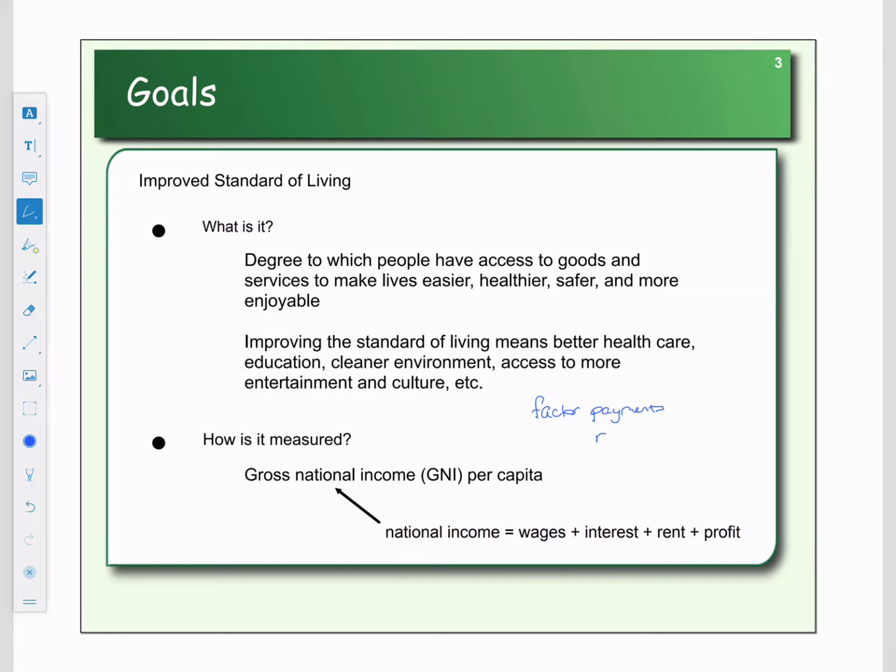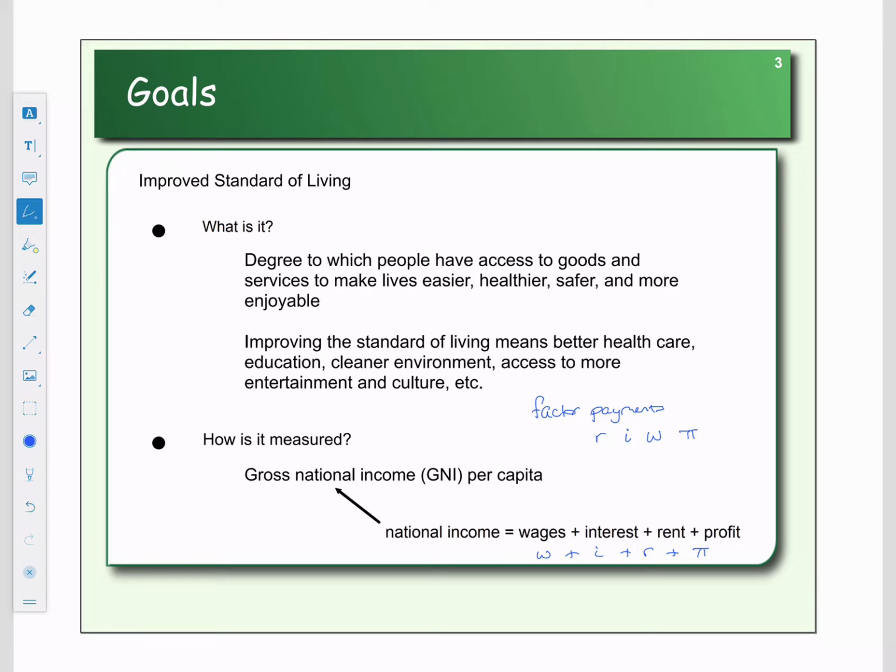We paid for labor with wages. We paid for capital with interest. And we rewarded our entrepreneurs by giving them profits. So our factor payments are rent, interest, wages, and profit, and you can put them in any order you want. If we add them together, that is our national income. That's all the ways that we make money.